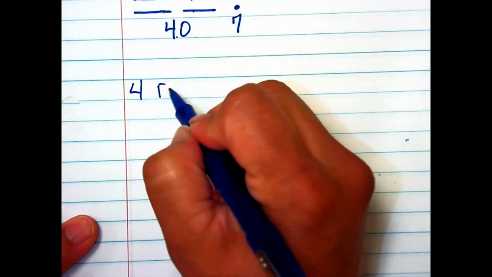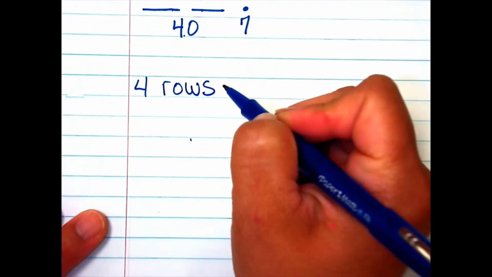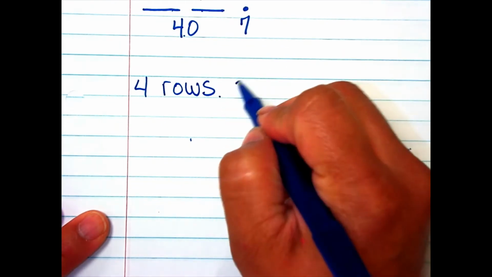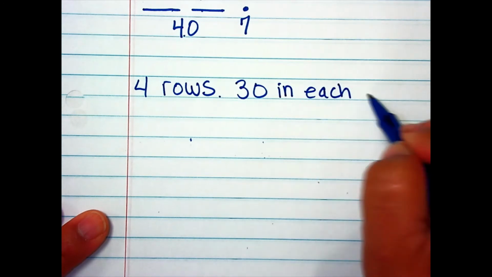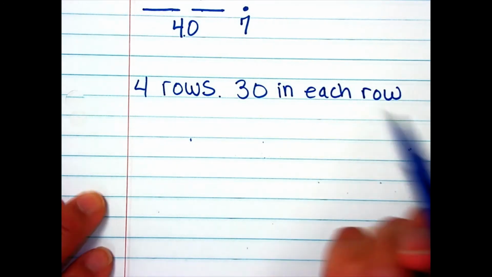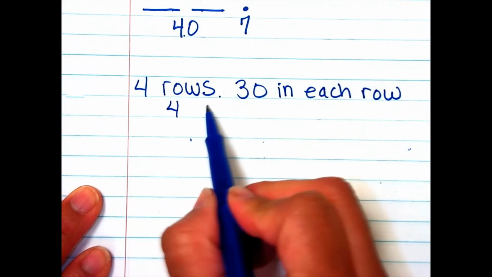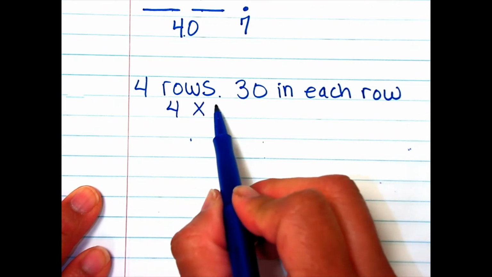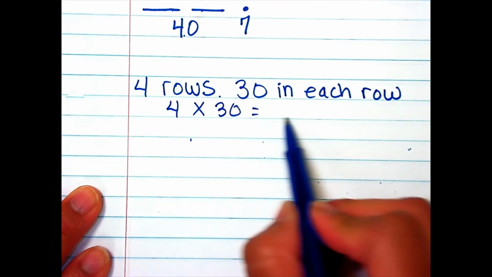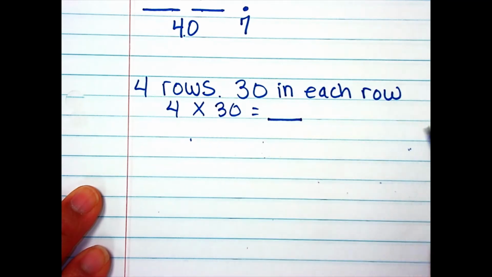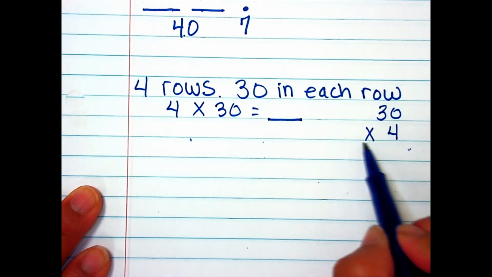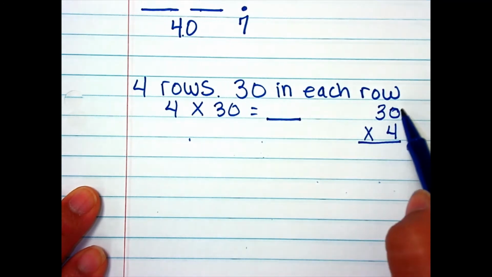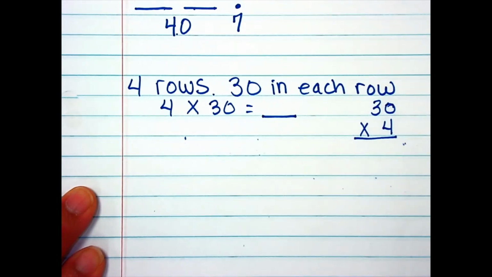4 rows, 30 in each row. So this one's a little bit different. So I'm going to do 4 is my factor times 30 is my other factor equals my product. I can also write it as 30 times 4, factor, and then my answer is my product, okay?